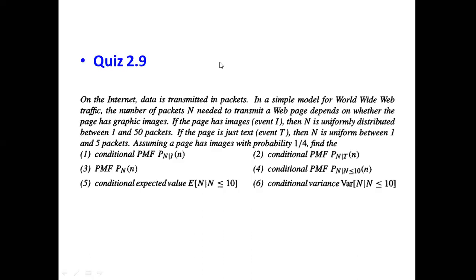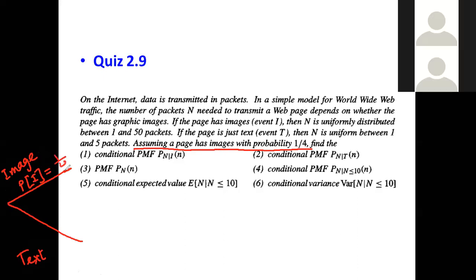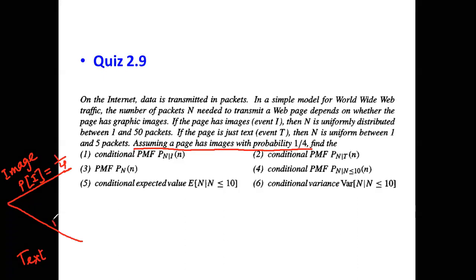Actually, the idea is something like this: we will have an image or we will have text, isn't it? Assuming a page has an image with probability 1 by 4, that means the probability of image is equal to 1 by 4. So definitely the probability of text is equal to 3 by 4, isn't it?